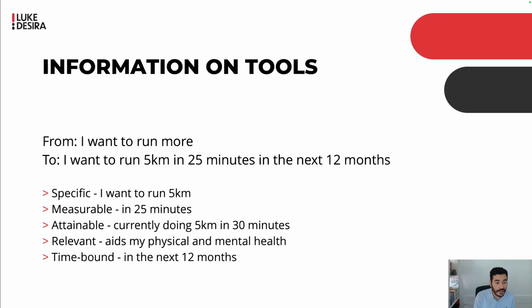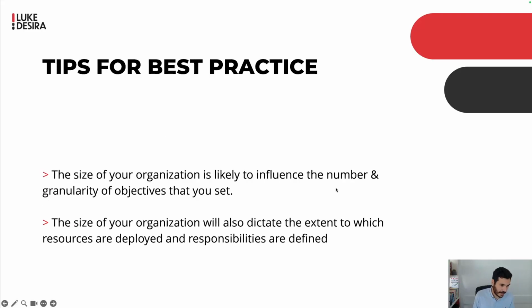If we turn that into a SMART objective, it would be specific in the sense that I want to run 5 kilometers, measurable, for example, having an amount of time, attainable. I'm currently doing 5 kilometers in 30 minutes, so reducing that by 5 minutes is relatively attainable. Relevant, it aids my physical and mental health, so it's relevant to my overall strategic direction, and I want to achieve this within the next 12 months. So that is an example of a SMART objective.